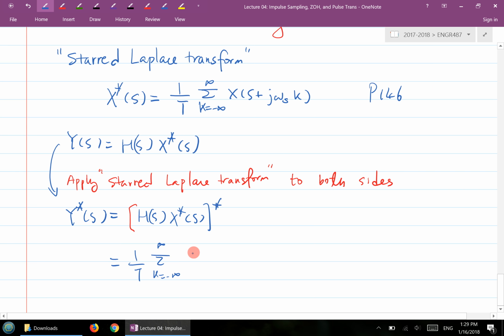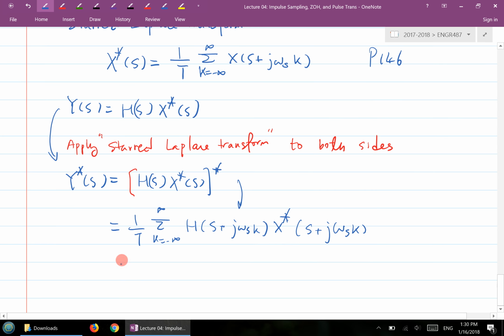So here is what happened. H is still h here, the s becomes that. And then x, this is x star here. So that's from here to here by following this so-called star Laplace transform. The x itself has been replaced by this and that.